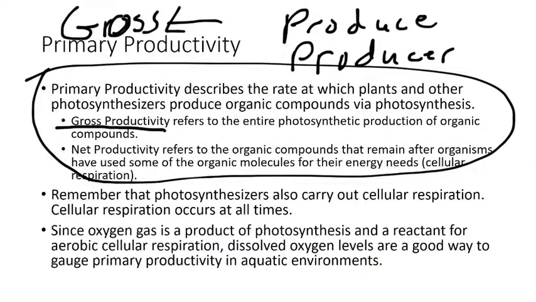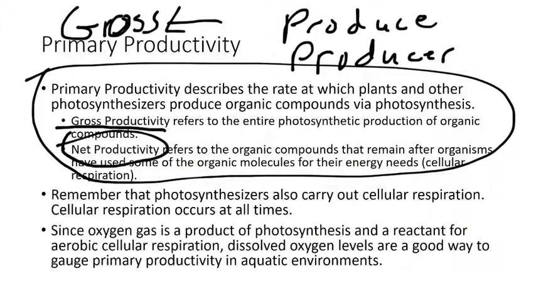The net productivity, on the other hand, is a term that refers to the organic compounds that remain after organisms have used some of the organic molecules for their energy needs. They've used those organic molecules to do cellular respiration. So your net pay, keeping my analogy going here, is what you actually get. It's what you're left with from your gross pay after deductions have been made. So in this case, think of cellular respiration like a deduction. The photosynthesizers make a certain amount of organic molecules, and then some of those organic molecules are used up for the purposes of cell respiration.